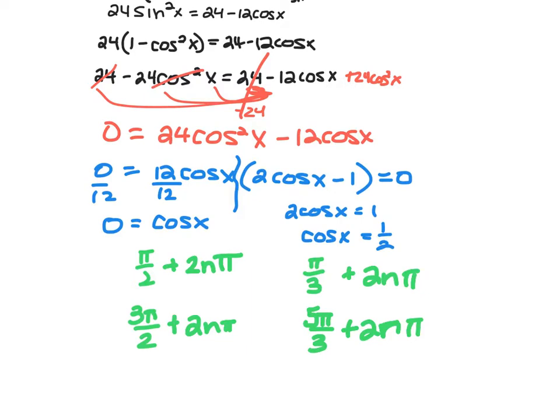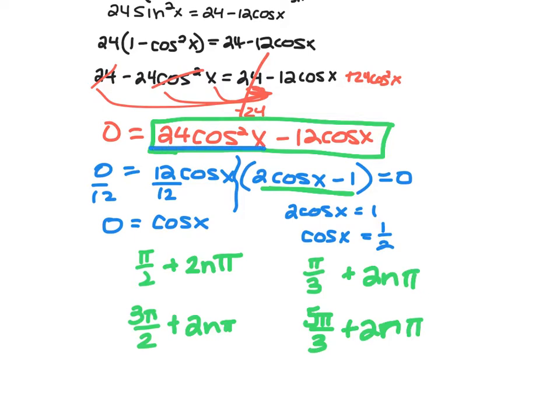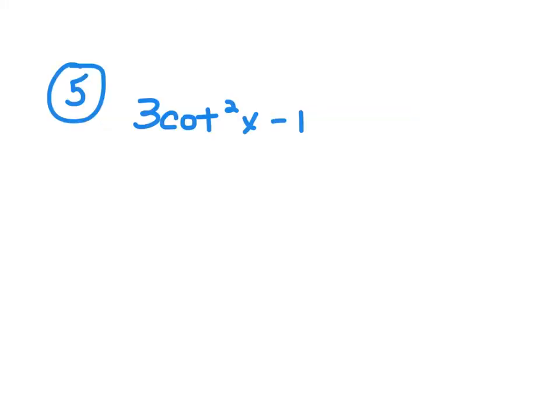Jasmine. How did you get the 2 cosine x minus 1? This one? Yeah. So from here, they both, like the greatest common factor would be 12 cosine. So I took out the 12 cosine, divide this one by 12 cosine, and I get 2 cosine. Divide this by 12 cosine, and I get 1. Equals 0?